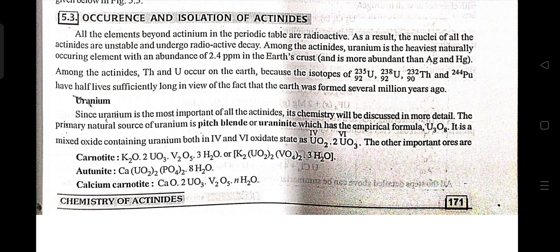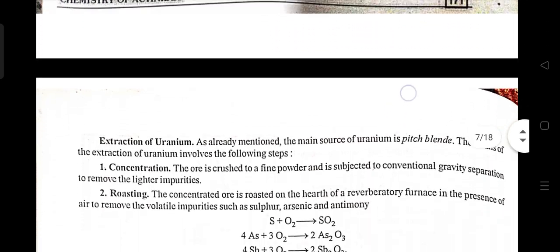Uranium. Since uranium is the most important of all the actinides, its chemistry will be discussed in more detail. The primary natural source of uranium is pitchblende or uraninite, which has the empirical formula U3O8. It is a mixed oxide containing uranium in both +4 and +6 oxidation states, such as UO2.2UO3. The other important ores are carnotite, autunite, and calcium carnotite.